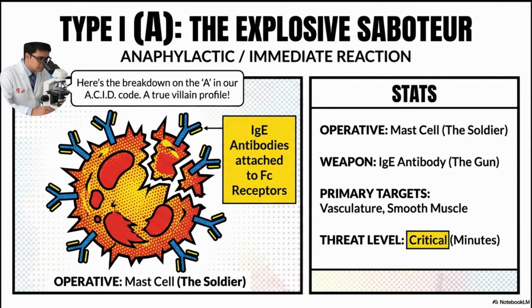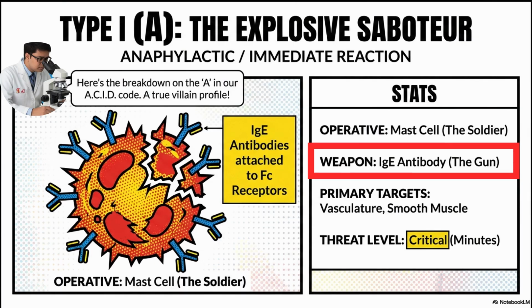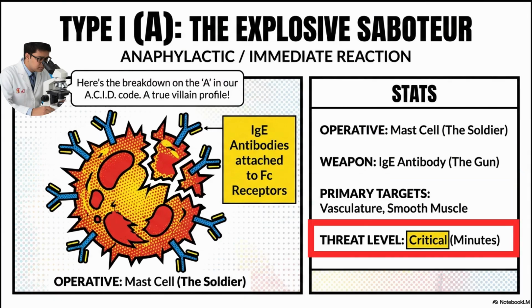Let's look at type 1A, the explosive saboteur. This is the anaphylactic or immediate reaction. Here's the villain profile. We are dealing with immunoglobulin E. The operative here is the mast cell, our soldier. Weapon is IgE antibody, which acts like the gun. The IgE antibodies are attached to Fc receptors on the mast cell, and the primary targets are vasculature and smooth muscle. Threat level here is critical, and this happens in minutes.